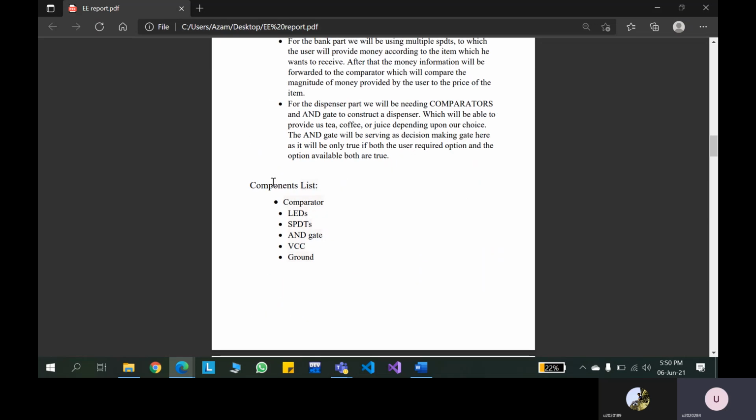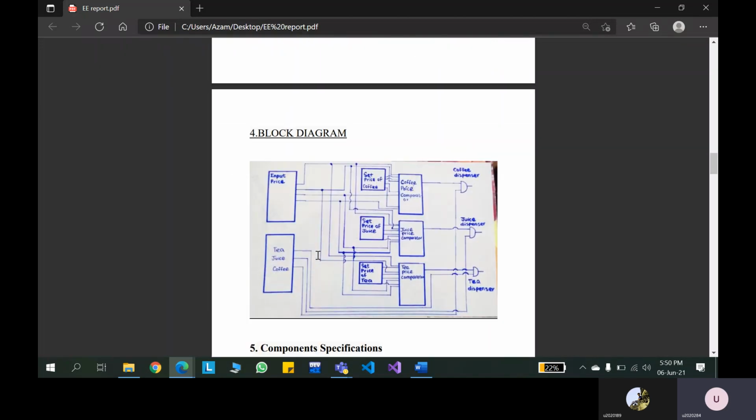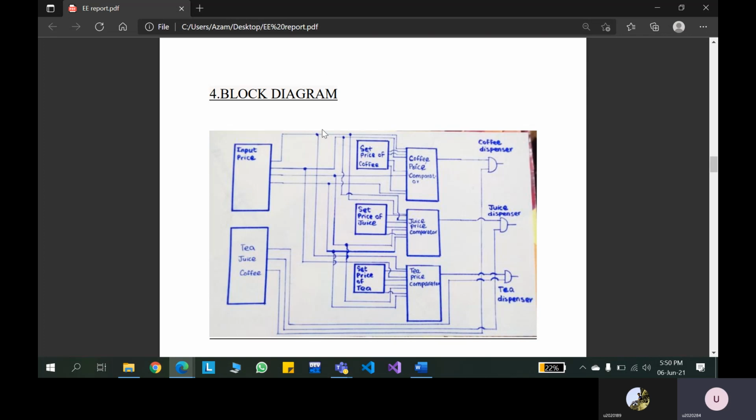Now the components list includes the comparator, LEDs, SPDTs, AND gate, VCC and ground. Here is the block diagram and I will be briefly explaining it. This portion, the input price, consists of multiple SPDTs and the user has to provide a binary equivalent of the money of the item which he wants to get dispensed.